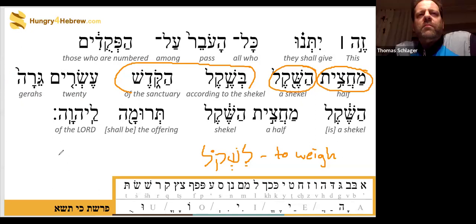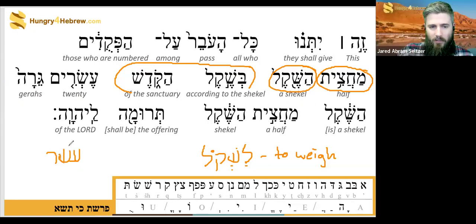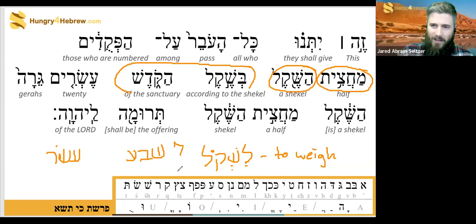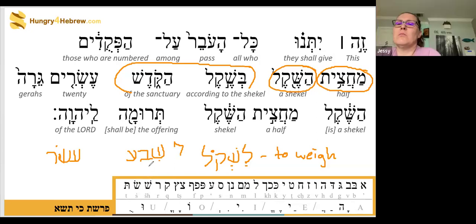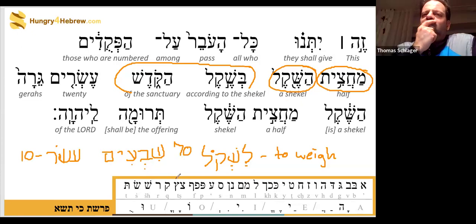What's the number 10? Eser. Good. Sheva is what number? 7. What's the number for 70? Shiv'im. Good. So by turning one number into a plural, you get another number. Eser is 10, esrim is 20. Sheva is 7, shiv'im is 70. And you know that goes all the way up.